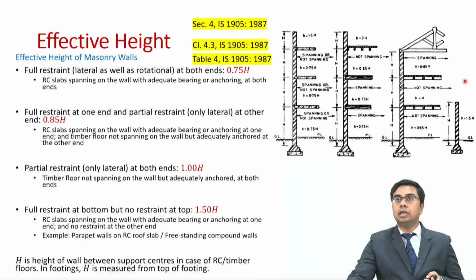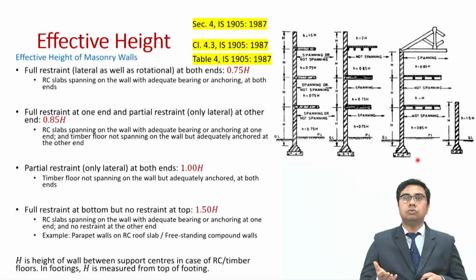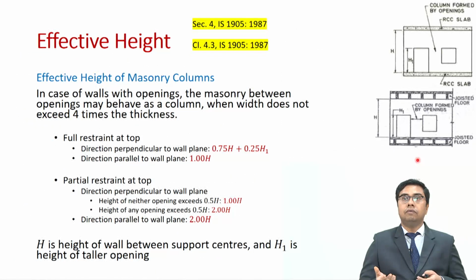This figure has been adapted from IS 1905 and it gives a very systematic definition of these effective heights. You will find that various cases have been illustrated through these diagrams, very simple and easy to understand. I suggest that you have a copy of your code IS 1905 ready at your desk while you go through these video lectures. Now, having understood the effective height of masonry walls based on support conditions, we should now understand the effective height of masonry columns.